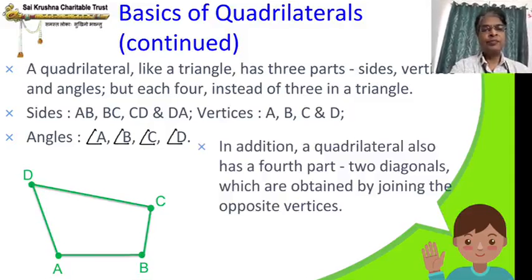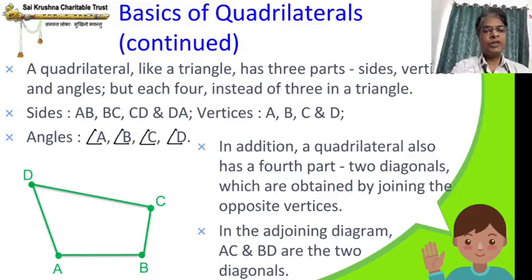And then, in addition, a quadrilateral also has a 4th part, 2 diagonals, which are obtained by joining the opposite vertices. So in that diagram, AC and BD are the 2 diagonals. So these are the parts of a quadrilateral: 3 parts have 4 each and diagonals are 2. This is important. You can pause the video, note down these points and then go to the next page.